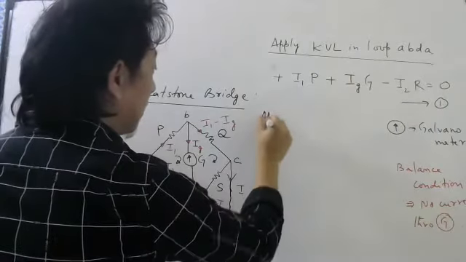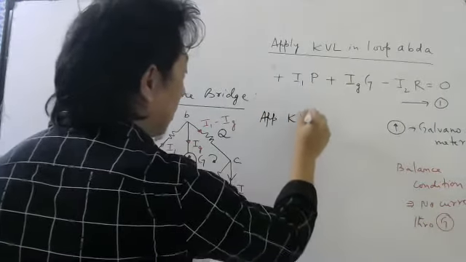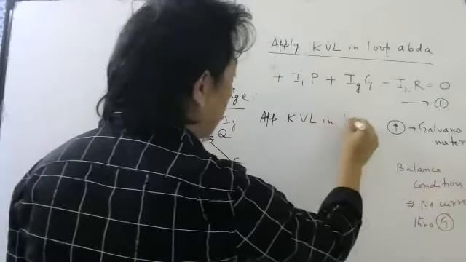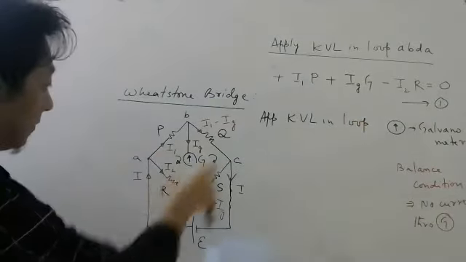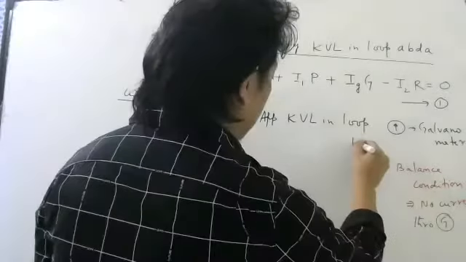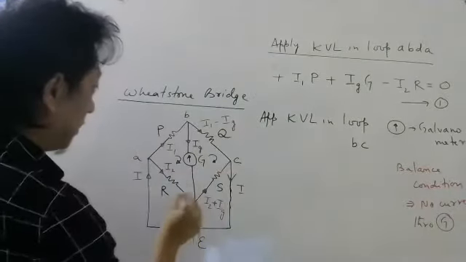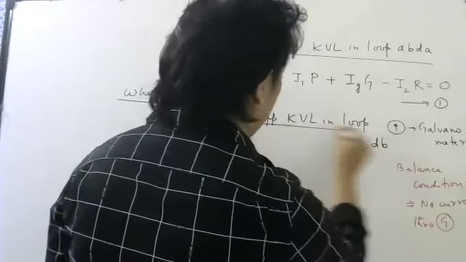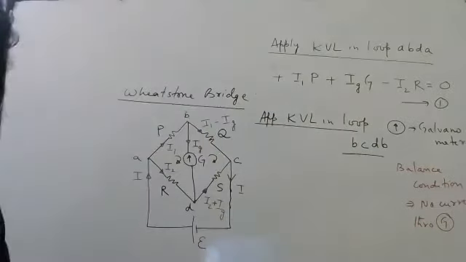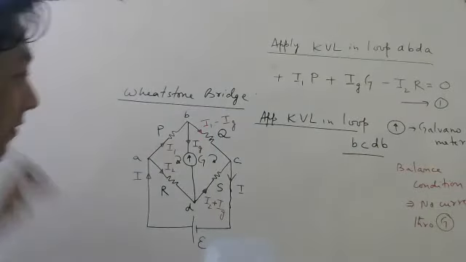Now apply KVL in the next loop. Let us choose this one: B, C, D, B. Try to do it yourself, try to do it once. See how much you will get.